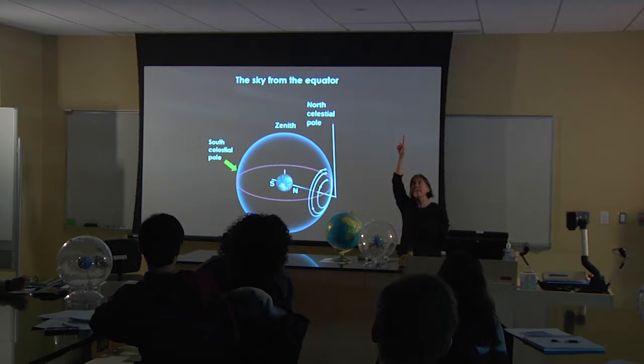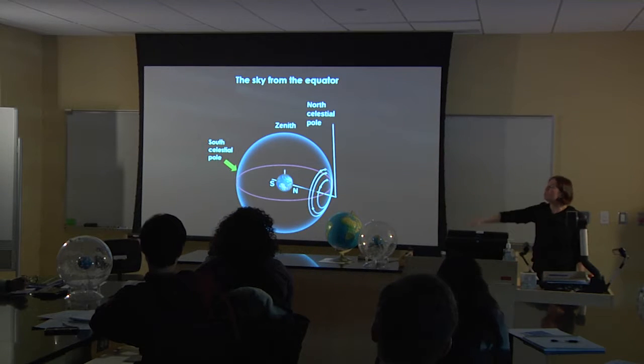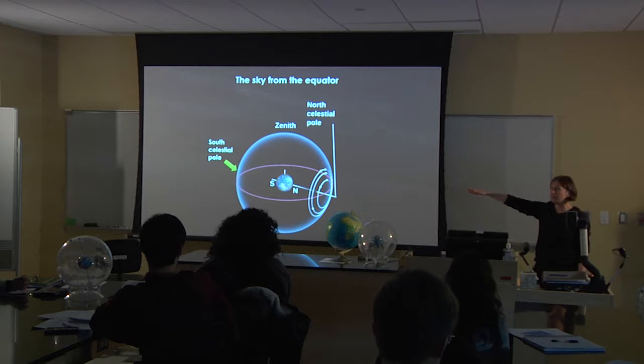So we start at 90 degrees. Say we walk to 70 degrees latitude, Polaris is going to be 70 degrees above the horizon. We walk to 60 degrees latitude, Polaris is going to be 60 degrees above the horizon.